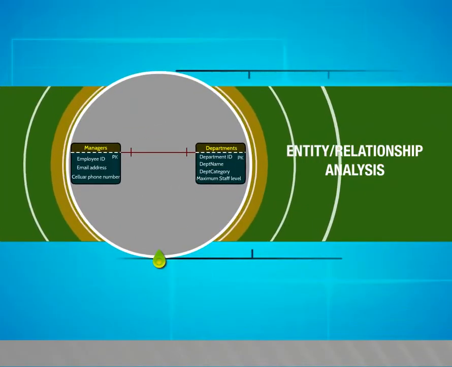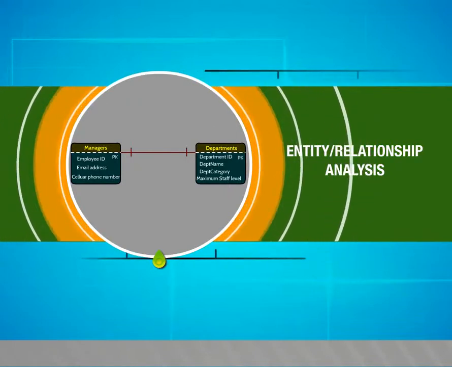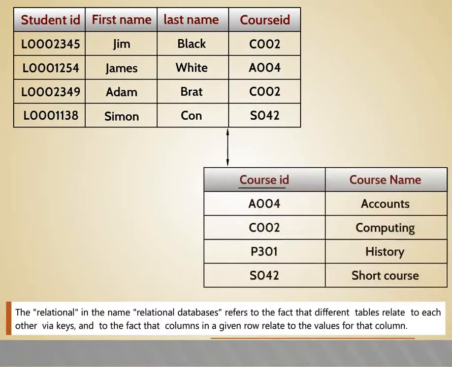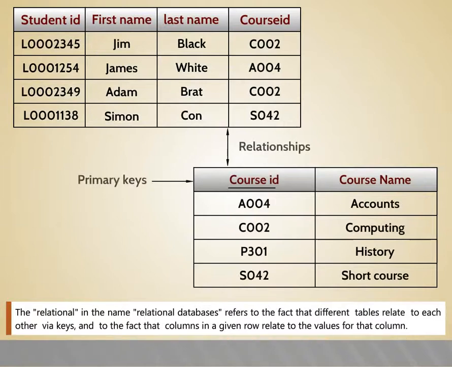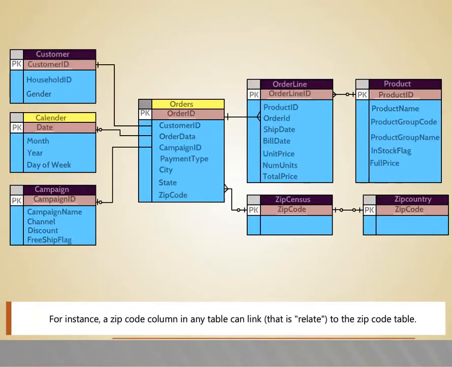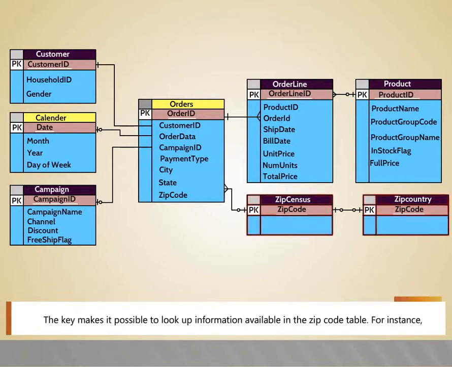Entity relationship analysis. In this video, we are going to see about entity relationship analysis. The relational in the name relational databases refers to the fact that different tables relate to each other via keys, and to the fact that columns in a given row relate to the values for that column. For instance, a zip code column in any table can link, that is relate, to the zip code table. The key makes it possible to look up information available in the zip code table.